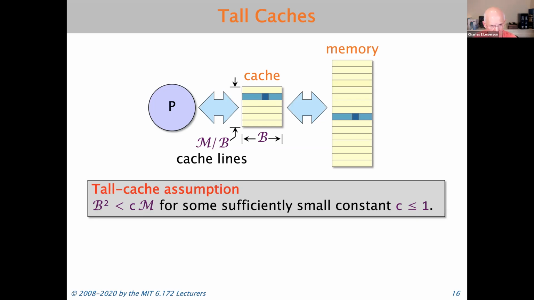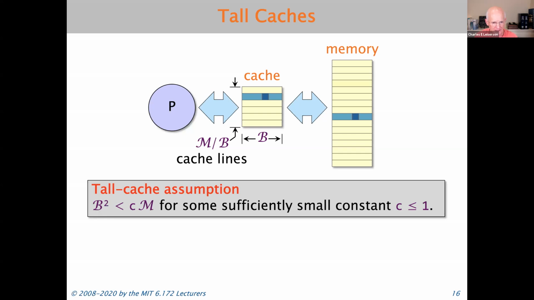And so another way of saying that is that b squared is less than m. And for the analysis, you may need to say that b squared is, for example, half of m or a third of m or whatever. It fits comfortably into the cache rather than tightly into the cache. And usually in analysis, you get to choose c yourself. So you just have to choose c, where c is some number that is sufficiently small.